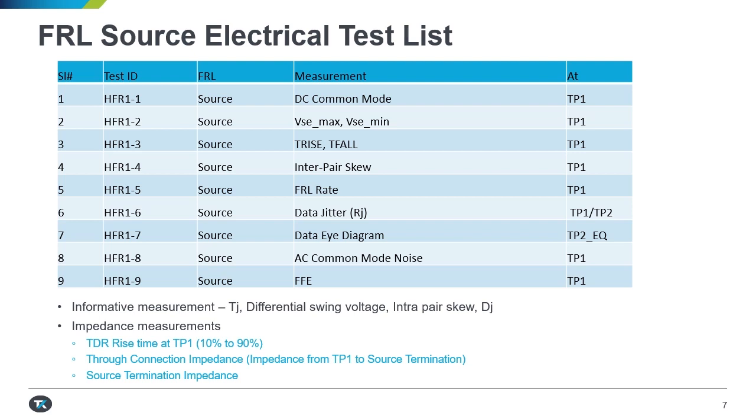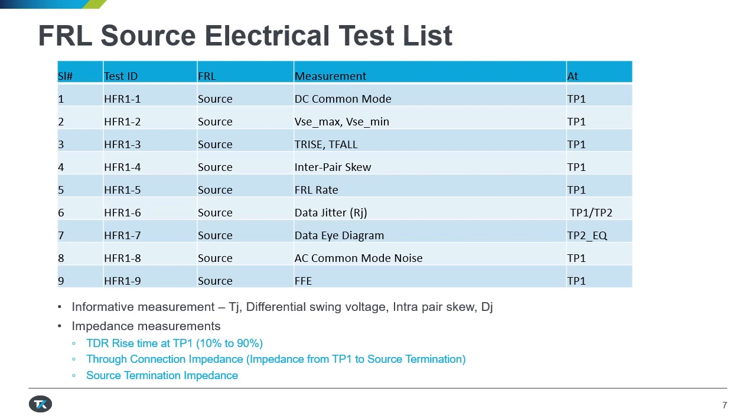DC common mode voltage. This is to verify the DC bias at TP1 for each lane. VSE max, VSE min. This measures the single-ended maximum and minimum voltage. This is also at TP1. T rise, T fall. This test evaluates the transmitter transition time for rising and falling edges. Intra-pair skew. This test measures the difference in time between two FRL data lanes. This is also performed at TP1.